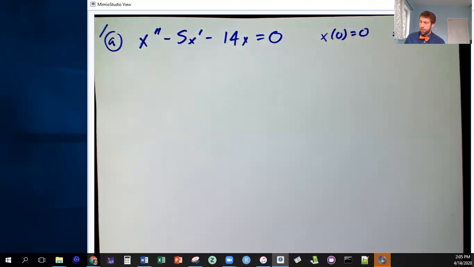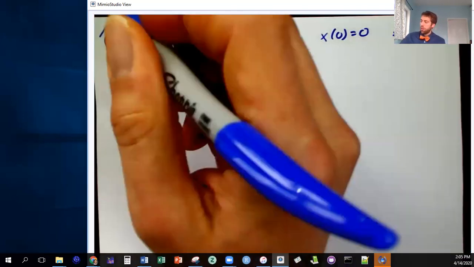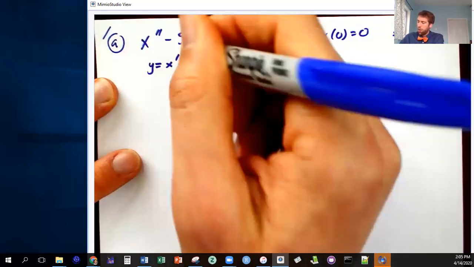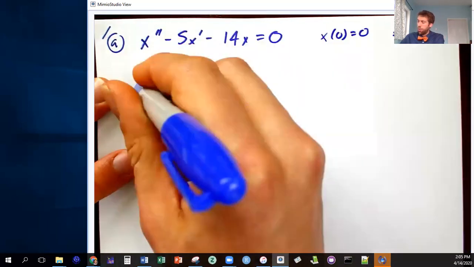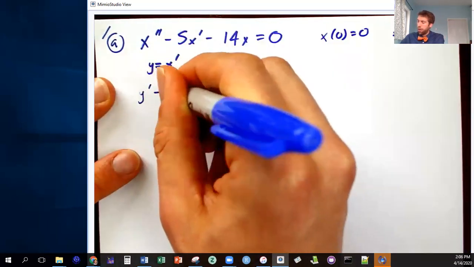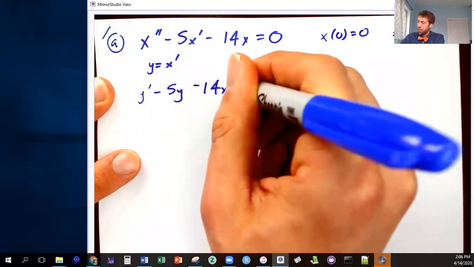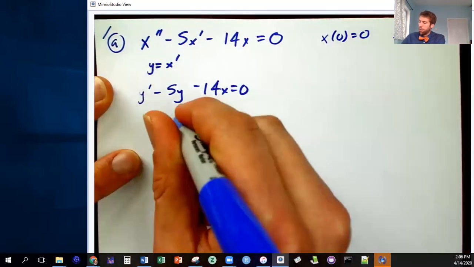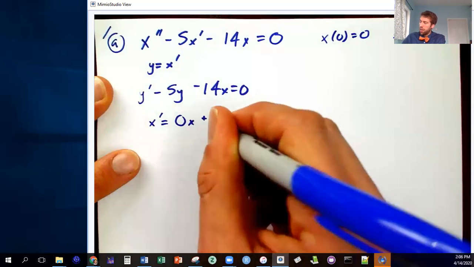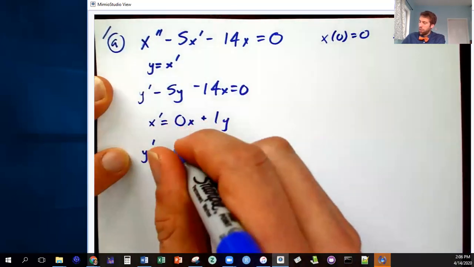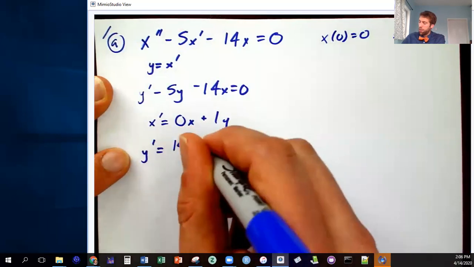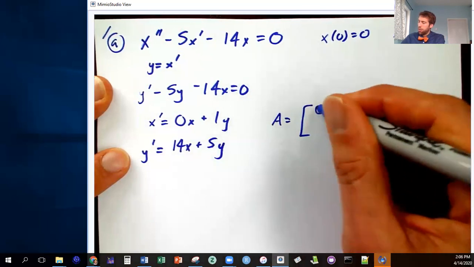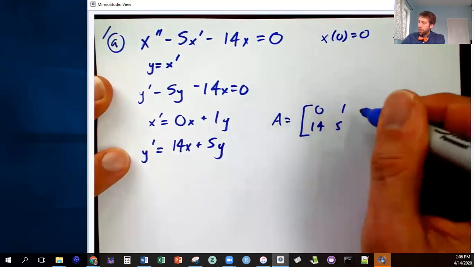So the long way is to say, well, let y equal x prime. Then this equation becomes y prime minus 5y minus 14x equals 0. So I can rewrite these as x prime equals 0x plus 1y, and y prime equals 14x plus 5y, which means my matrix is 0, 1, 14, 5.